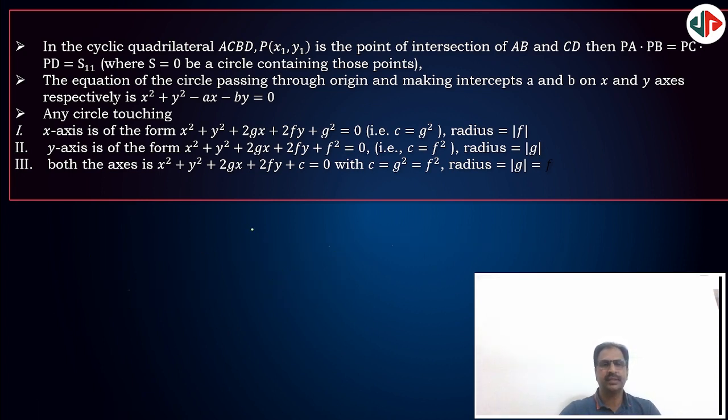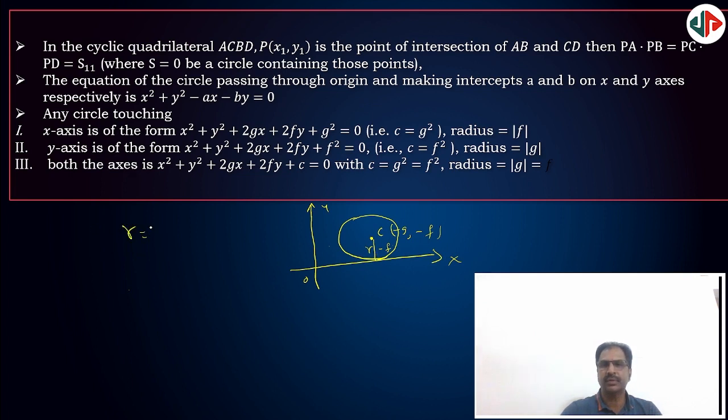Any circle touching x-axis. What is the condition for a circle to touch x-axis? Look here. This is a circle touching x-axis. If a circle touches x-axis, let us say center is minus g comma minus f, which means this is minus f and this is also equal to radius of the circle. Here circle is touching x-axis. If center is minus g minus f, then the horizontal distance is minus g, vertical distance is minus f, which is also equal to radius.